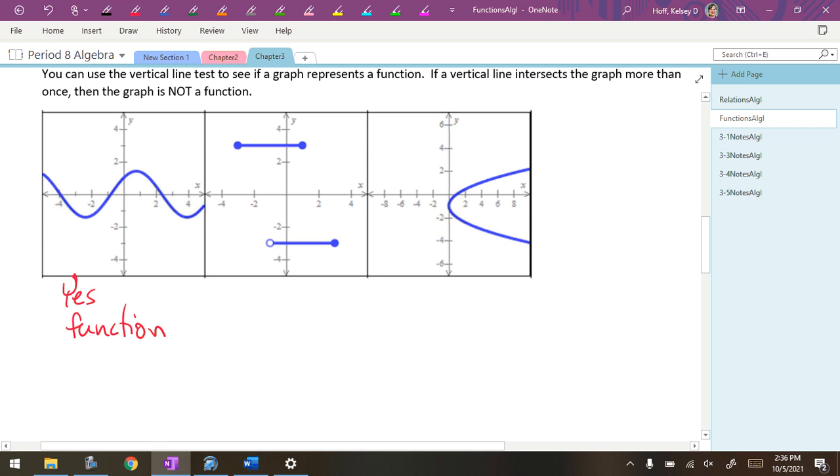If we go to the next one, and I have my pencil as a vertical line, is it ever touching the graph in more than one location? Yes. See how it's touching down here as well as up above. So, is this a function? No.